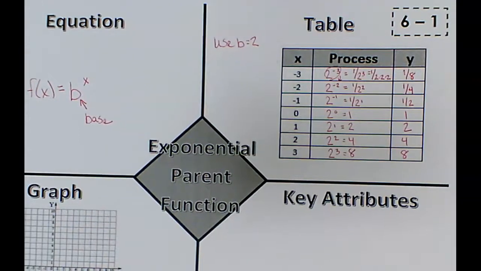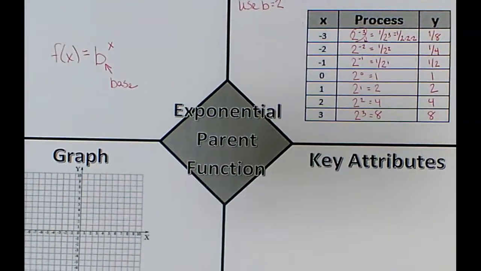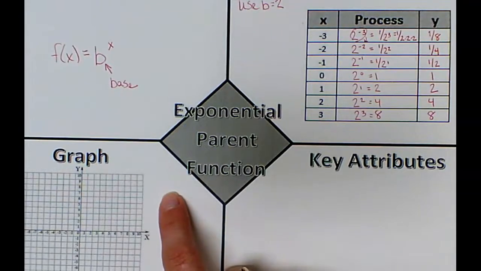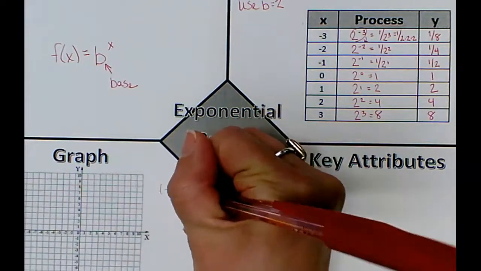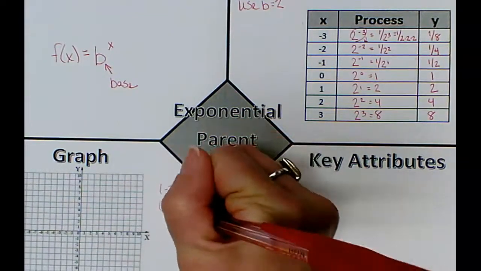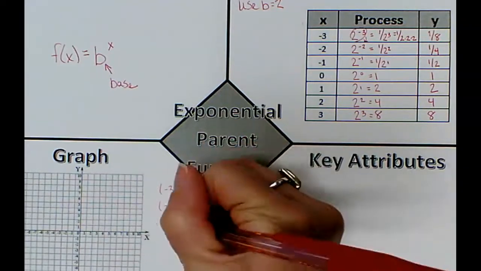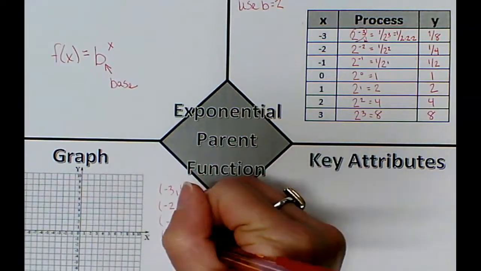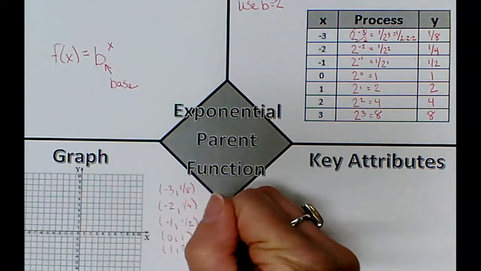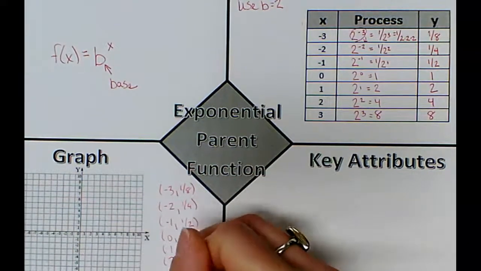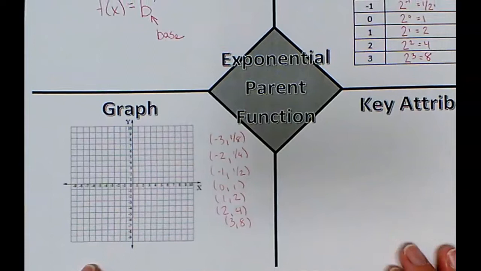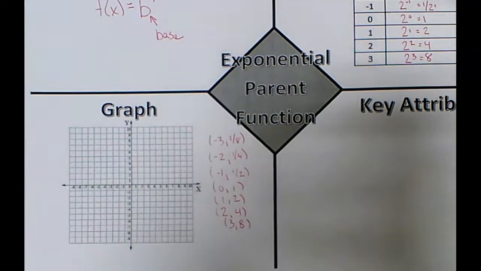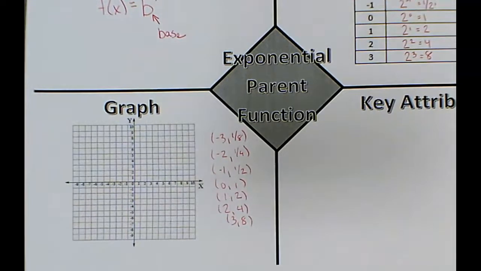And so what I'm going to do for the sake of graphing on our video is I'm going to take these ordered pairs and I'm going to rewrite them down here on the graph, just so that I have my graph and my ordered pairs together on the screen at the same time. So -3, 1/8, -2, 1/4, -1, 1/2, 0, 1, 1, 2, 2, 4, and 3, 8. So now I can graph these. I can figure out what the graph of the exponential parent function looks like.